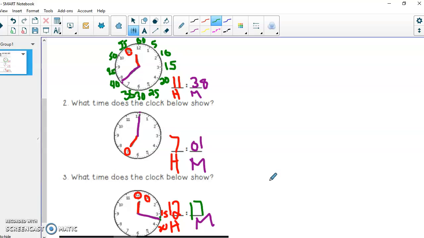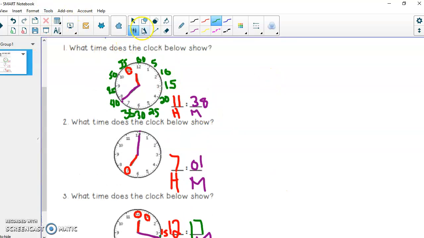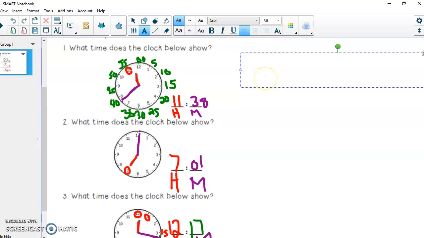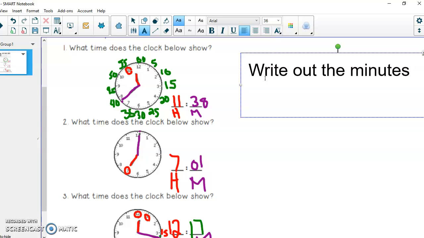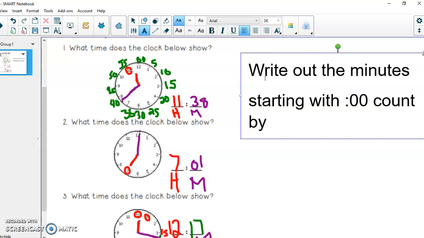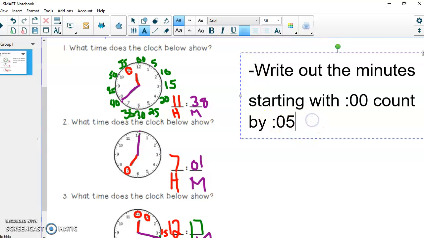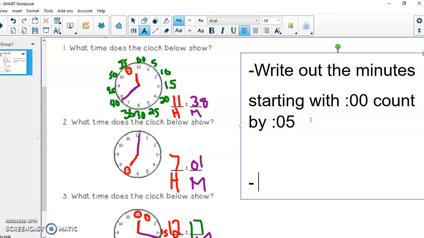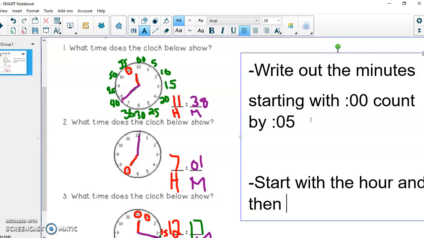So my tips, again, and let me type this out for you. Write out the minutes, starting with 0, and then count by 5s. So 5, 10, 15, 20. That's my first tip for you. My second tip for you is to start with the hour and then go on to the minutes.